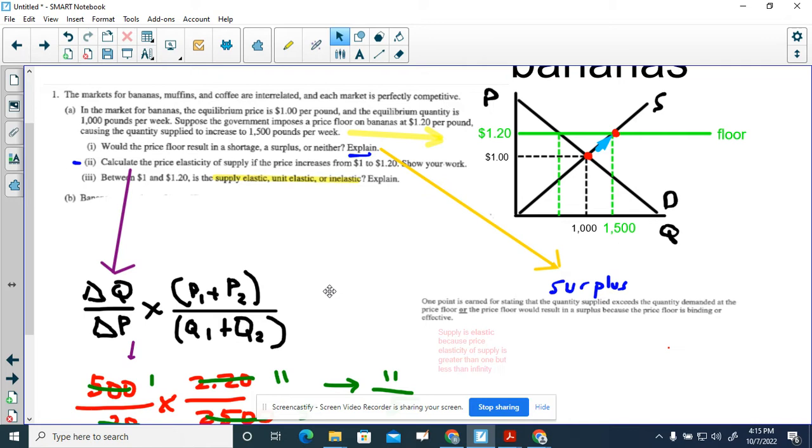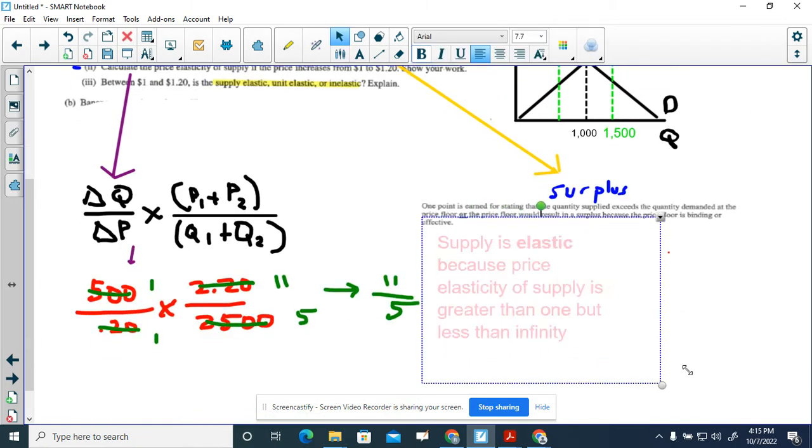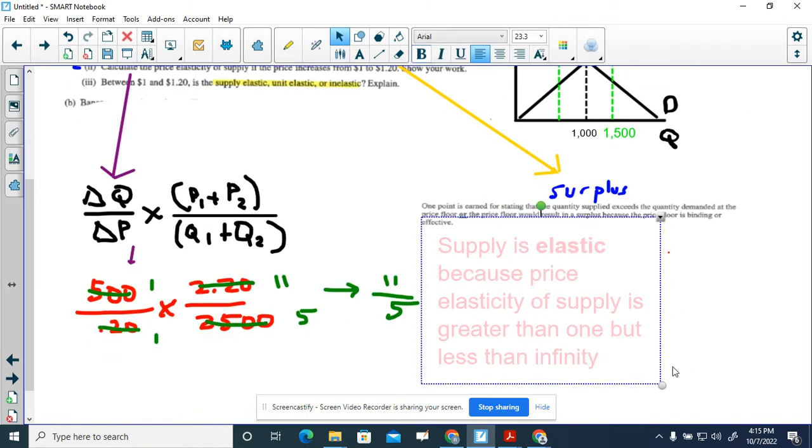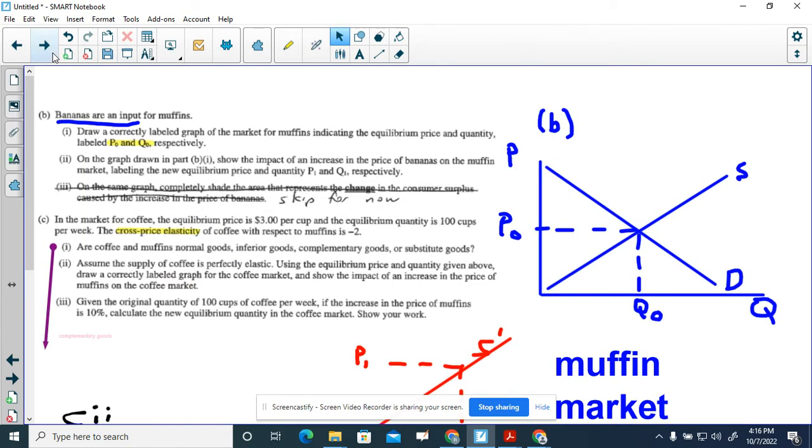Now, number 3: between $1 and $1.20, is the supply elastic, unit elastic, or inelastic? Explain. The answer here is pretty straightforward. Supply is elastic because price elasticity of supply is greater than 1 but less than infinity. They're just looking to know that you understand that 11 fifths is higher than 1 and less than infinity. Therefore, we're looking at a relatively elastic situation. If you have questions about that, make sure you bring those to tutoring on Monday. Let's look at the next half of the question.